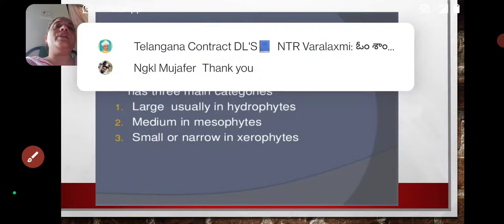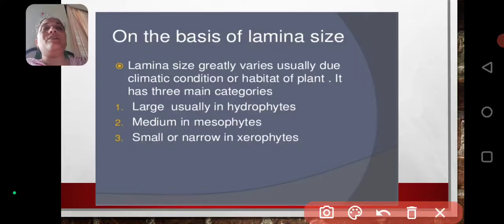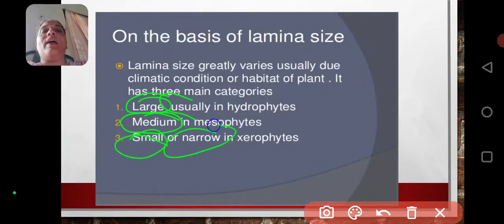Here, lamina size greatly varies, usually due to climatic condition or habitat of the plant. It has 3 main categories: large, usually in hydrophytes; medium in mesophytes; small or narrow in xerophytes. So here you have to observe one thing. In hydrophytes, the lamina size is large. In mesophytes, the lamina size is medium. In xerophytes, the lamina size is small or narrow.